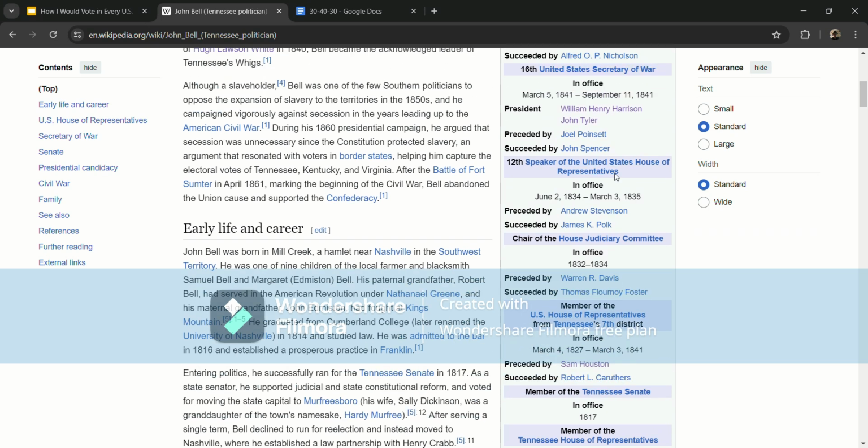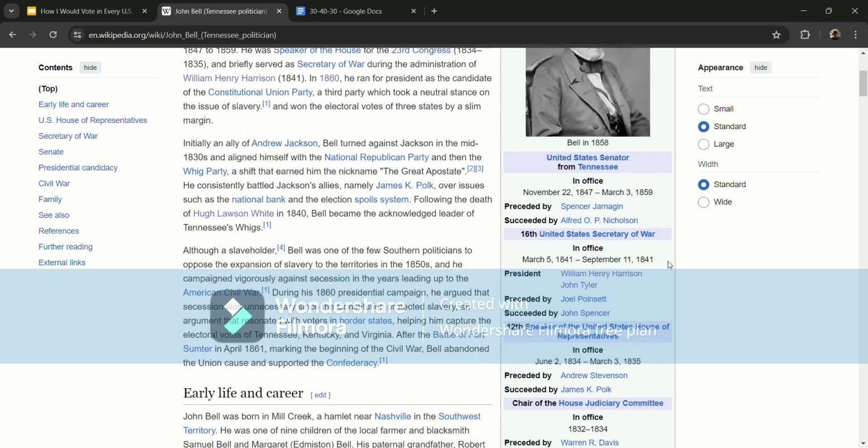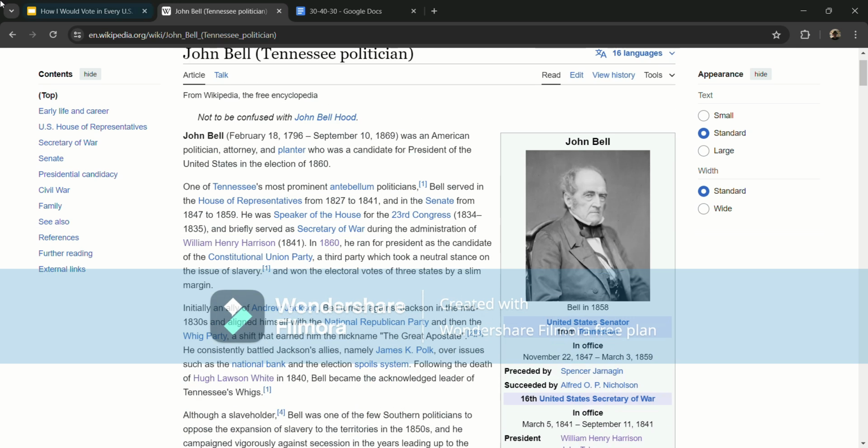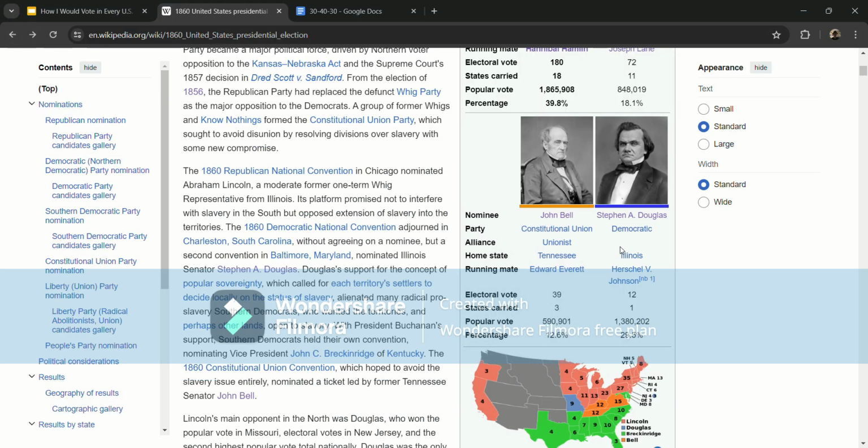Good chunk of experience here, too. He was in the House. He was a Speaker of the House, too, for a little while, even though that was more than two decades prior to this point. He was Secretary of War very briefly in the Harrison and Tyler administration, and he had been a senator for a while afterwards, too. So good chunk of experience, but pretty boring. Not a good speaker, not really well connected with anyone in the public.